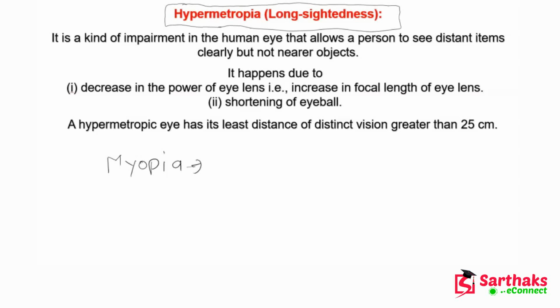But in hypermetropia, what happens? The objects which are nearer to us cannot be seen, but we can see the objects which are at long distance clearly. So guys, you should be careful and keep this point in your mind that hypermetropia has another name, and that is long sightedness, while myopia also has another name, and that is nearsightedness.